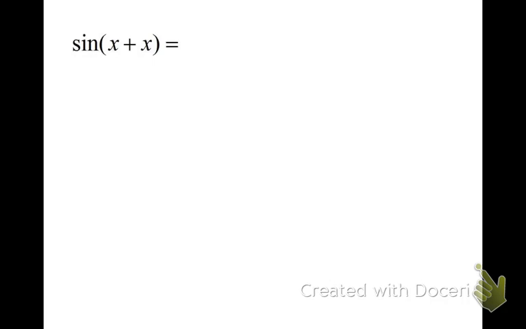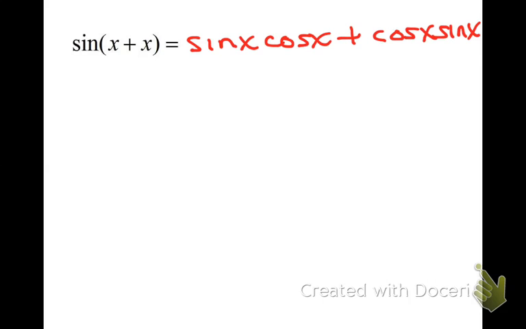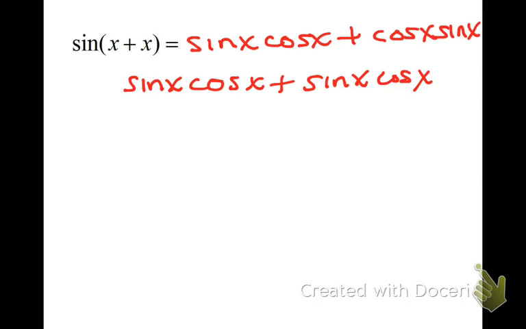First off, let's talk with sine. Sine of x plus x. You guys know that this should expand to sine of x cosine of x plus cosine of x sine of x. You can see how that's the same thing twice, and so I can reorganize this if I choose to as sine of x cosine of x plus sine of x cosine of x. Simplified, this would turn out to be 2 sine x cosine of x.